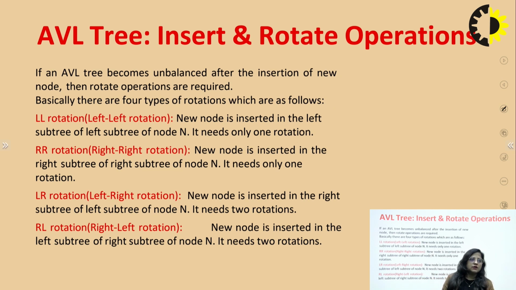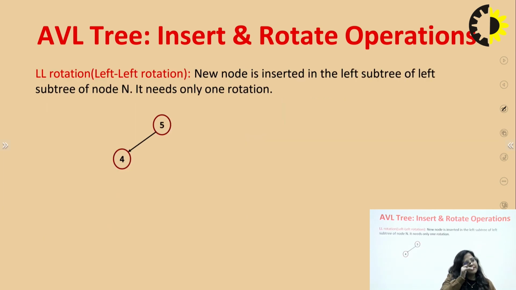Now I tell you one more thing. LL and RR need only 1 rotation, but LR or RL require 2 rotations. Let's take an example. LL rotation means a new node is inserted in the left subtree of the left subtree of a main node. So these need only 1 rotation.